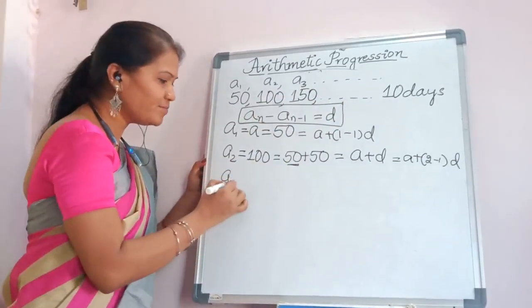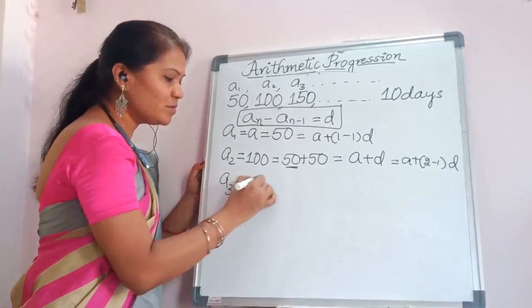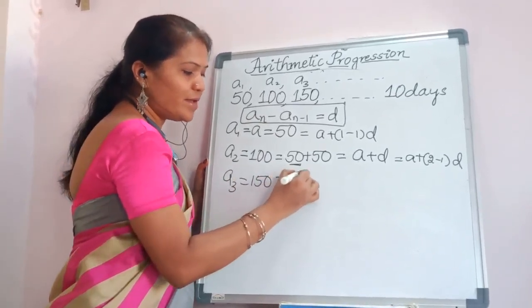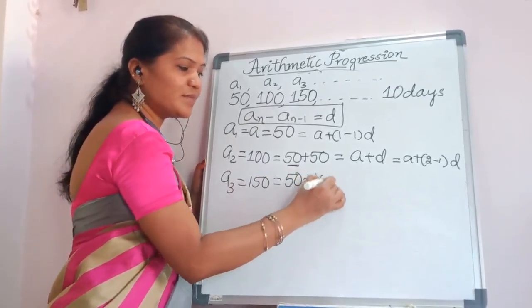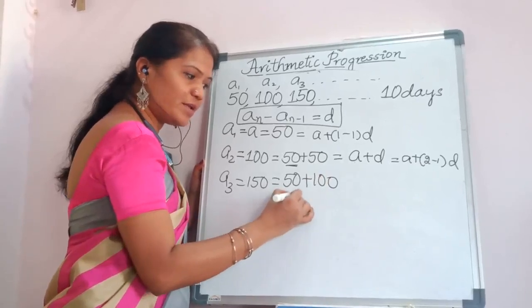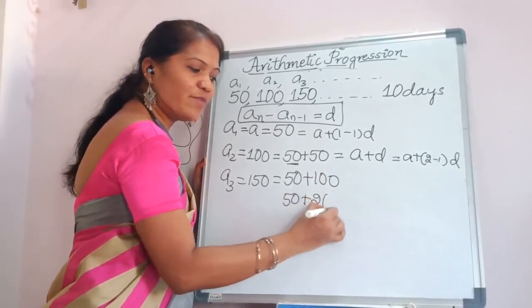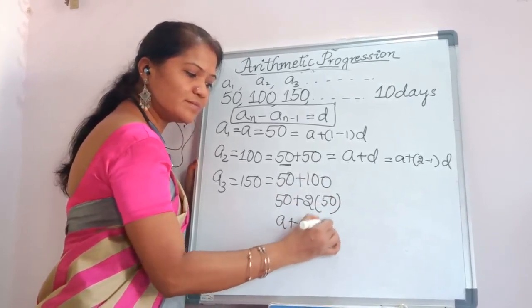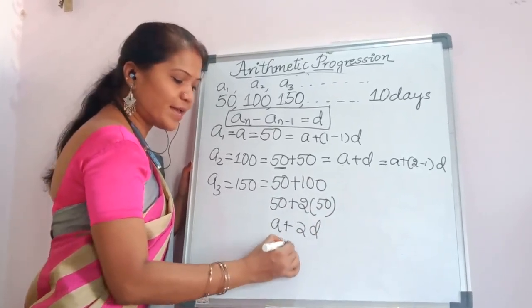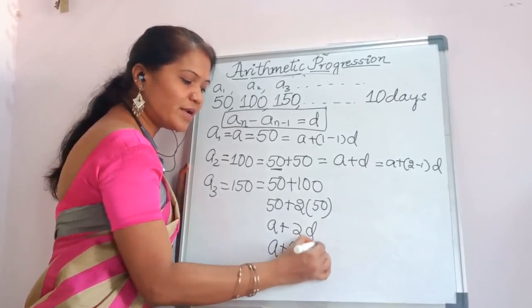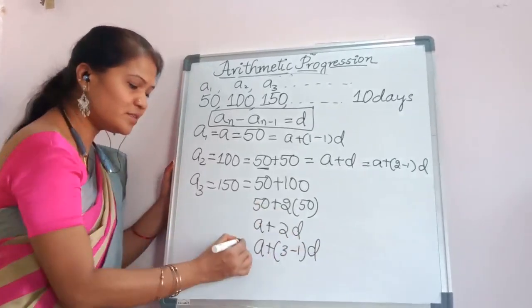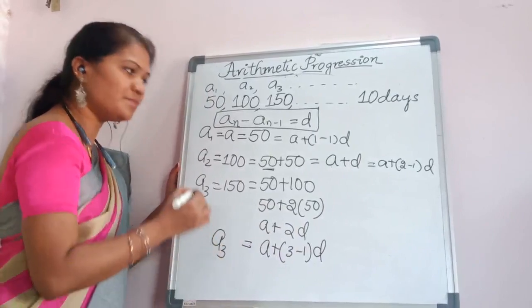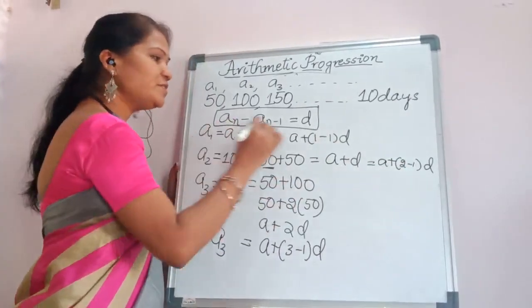Now the third day, 150, no? Means what? A plus 100. This 100, how am I writing? 50 plus 2 into 50. Can I write this is nothing but A plus 2D. This I am rewriting as A plus 3 minus 1 into D. Can I write like that? This is which day? Third day. Third term. This is the second term. This is the first term.